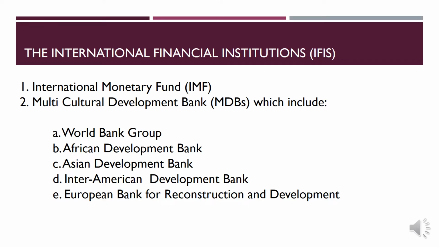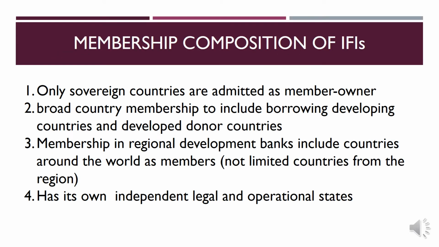So if you observe, you can actually see that these financial institutions play a very important role in every country's economy. Now, let's have these membership compositions of IFIs. Number one, only sovereign countries are admitted as member owners. So when we say sovereign, it means possessing supreme or ultimate power.